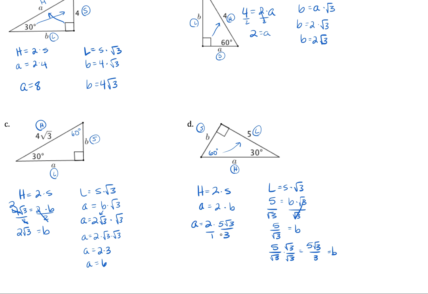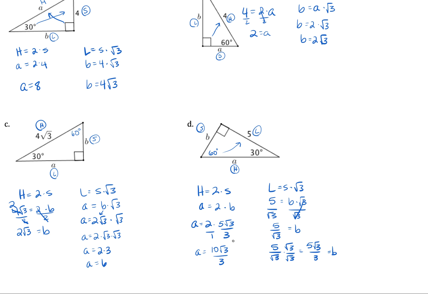It looks ugly, and I know it involves fractions, but we should be able to do this pretty well. We're going to multiply the numerators. 2 times 5 root 3 is 10 root 3. Multiply our denominators. 1 times 3 is just 3. So 10 root 3 over 3, that's our value of A.